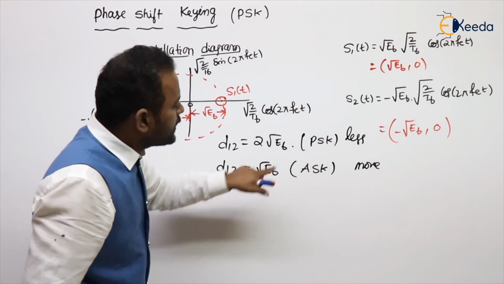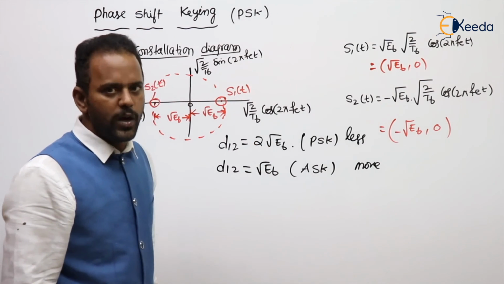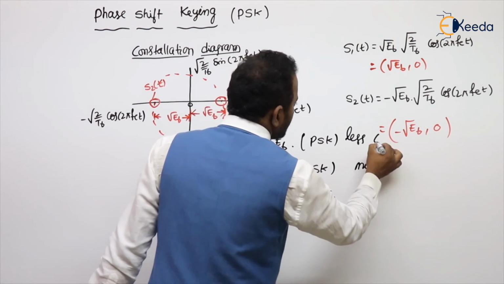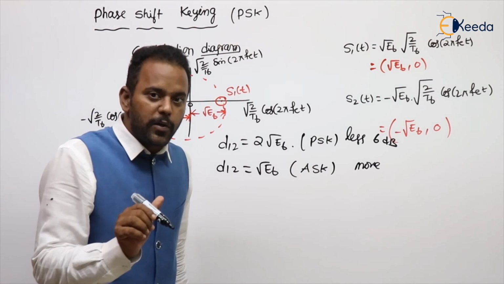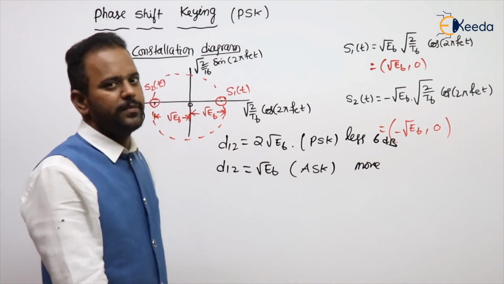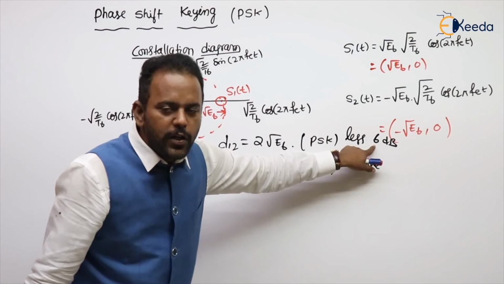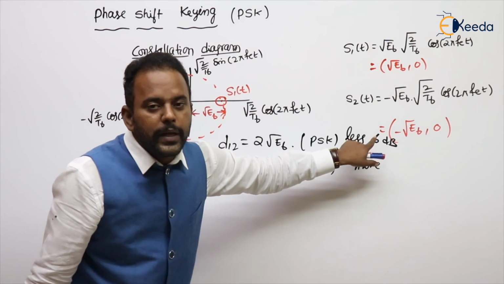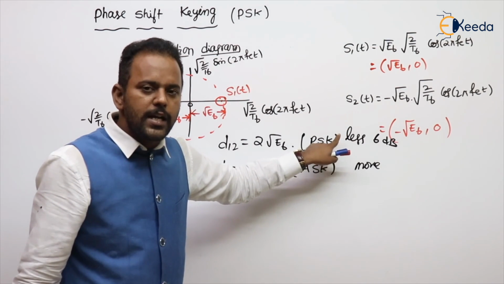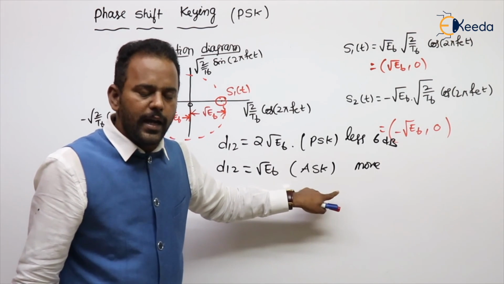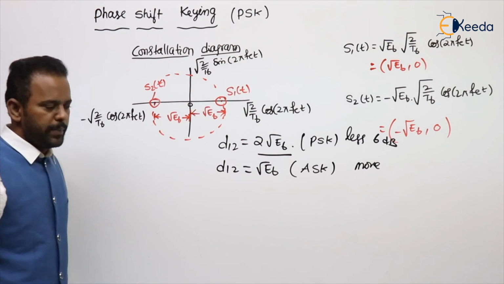How much superior is PSK when compared to ASK? Apply 20 log 2, because root of energy means voltage. So 20 log 2 gives you 6 dB. So PSK is 6 dB superior when compared to ASK, or ASK is inferior to PSK by 6 dB. Remember the constellation diagram, very important. Remember the distance also. Clear?